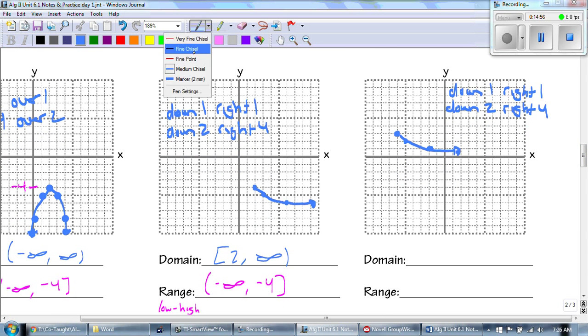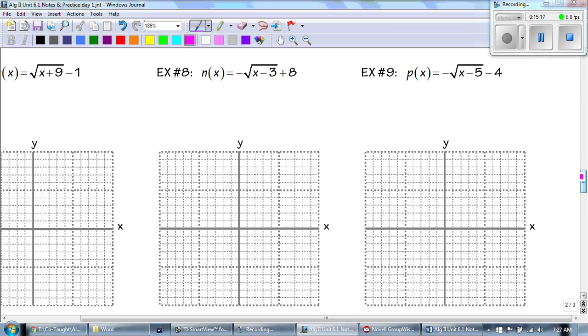And then our domain, the far left that I go is -6 to positive infinity. And then the range is from negative infinity to the highest point, which is at 3. Okay?